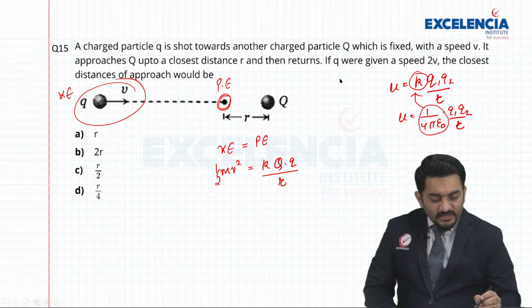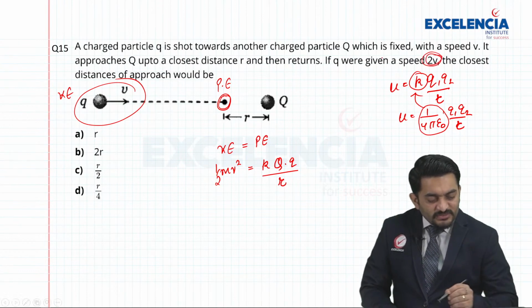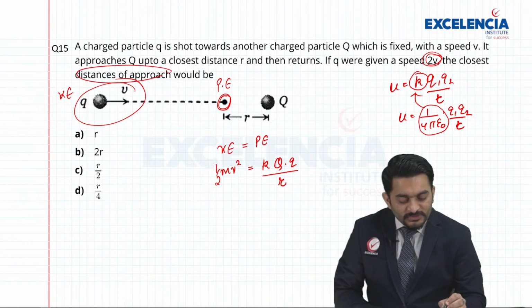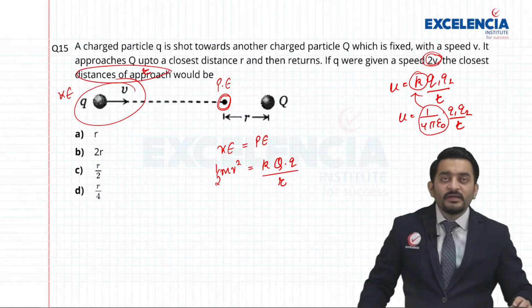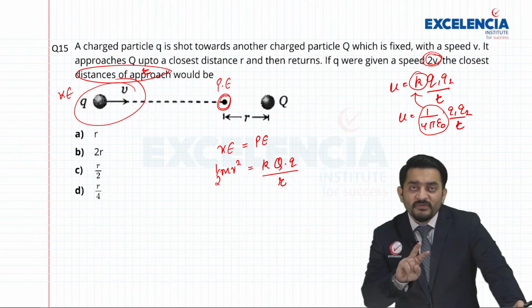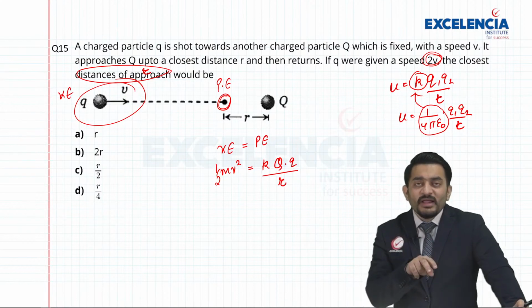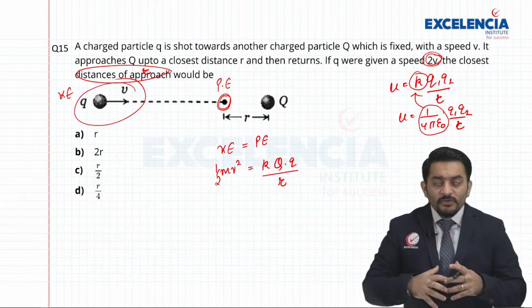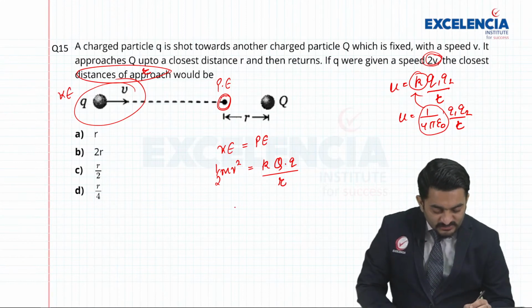In the question it says that when velocity is going to be doubled, how exactly the distance of approach, which is written as r, is going to be changed. So I need to derive one particular relation between these two quantities. The moment I write the formula, I can see both the quantities in my equation. What do you need to do? You have to make r your subject.